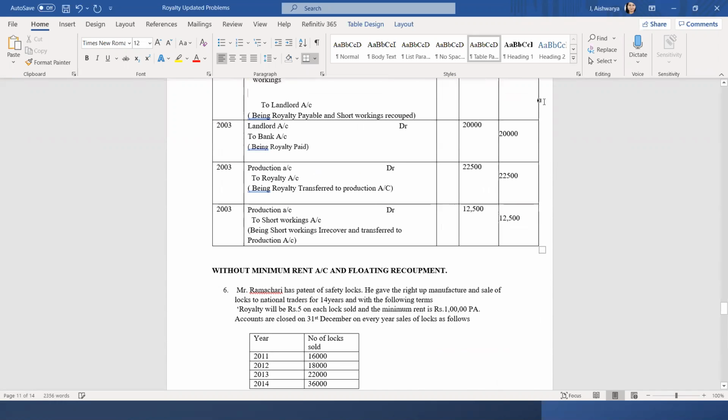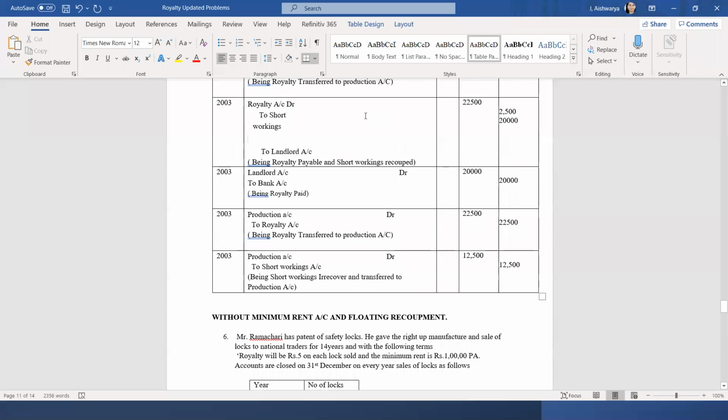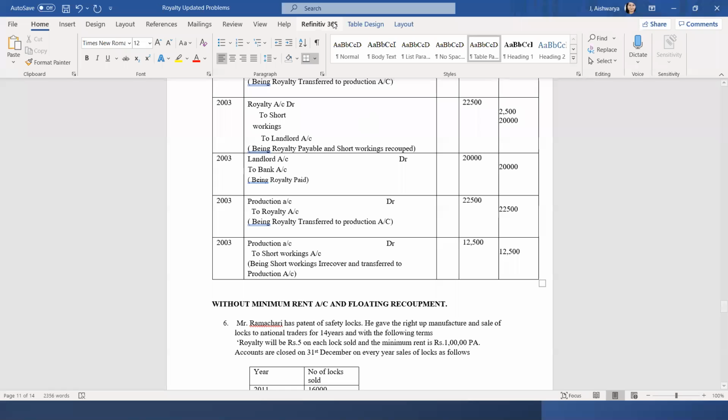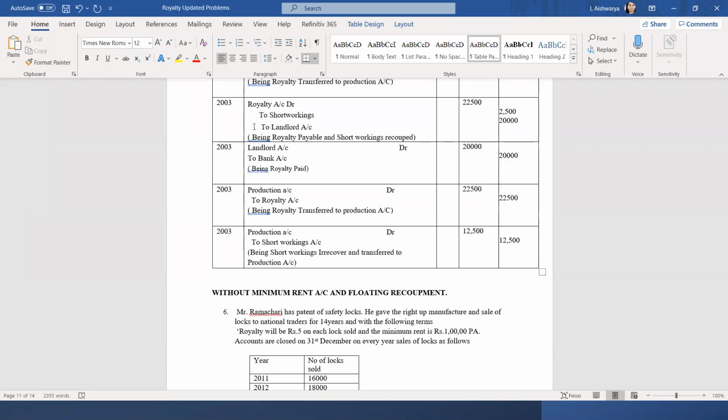Ma'am, I have a doubt. Yeah, sure. Where does that 2,500 go, ma'am? Short working recovered. In 2003. Oh, you have taken it. Okay, ma'am, fine. I got it. It's there.